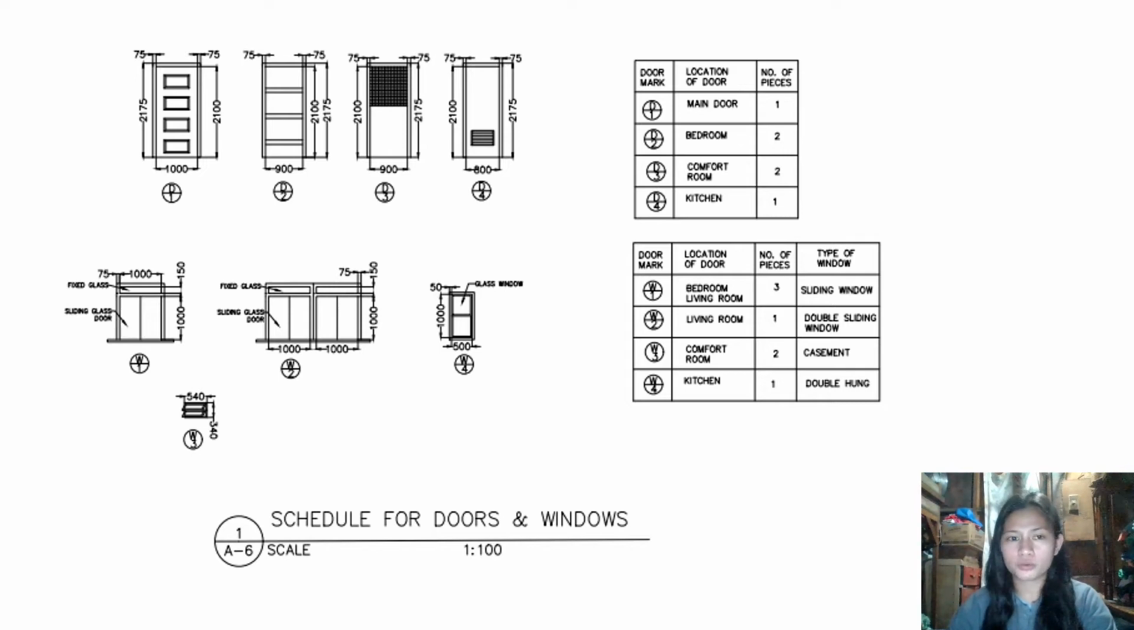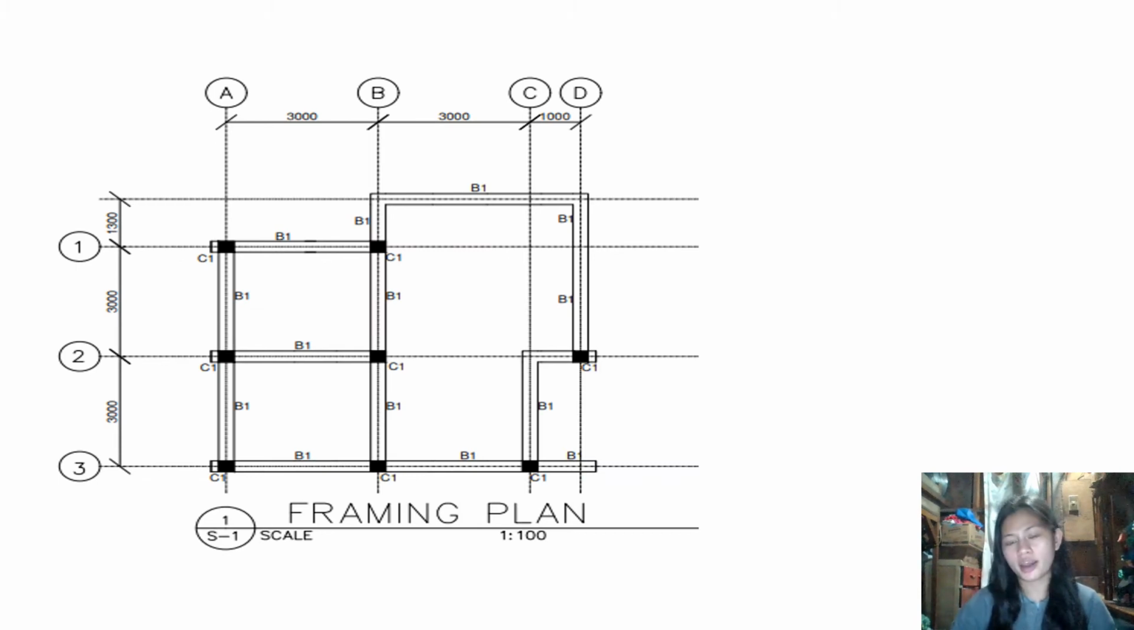For the schedule of windows, window 1 will be located in our bedroom, a sliding window. Window 2 is a double sliding window, in our living room. For the double hung, window 4, that is for the kitchen, and for the comfort room, meron naman tayong window 3, which is a casement type of window. So let's proceed with our structural plan.